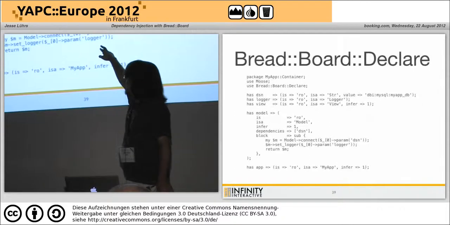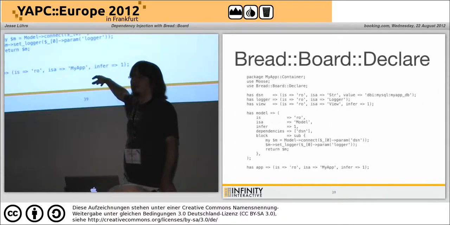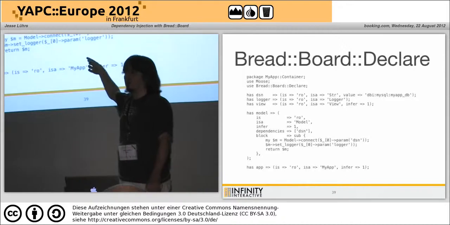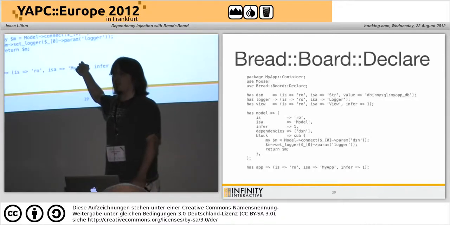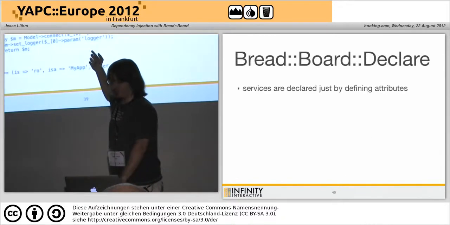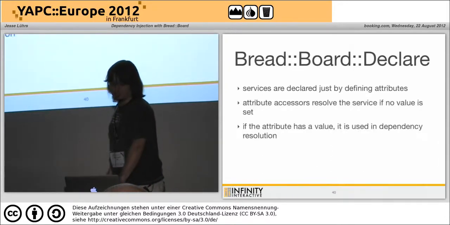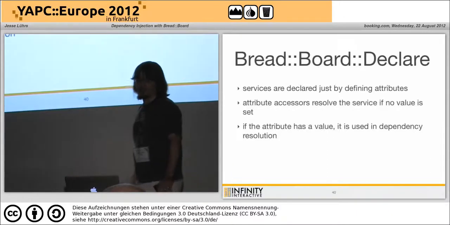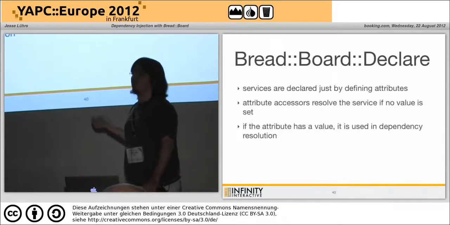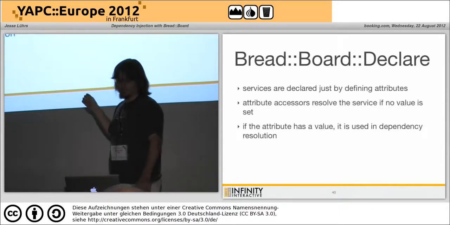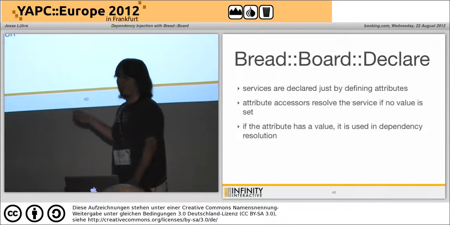This allows you to specify all of the BreadBoard service configuration as attribute parameters, and then just use your class as a container directly. So services are declared just by defining attributes. Attribute accessors resolve the service if there's no value. So if you don't pass a value into the constructor, it just resolves the service as normal.